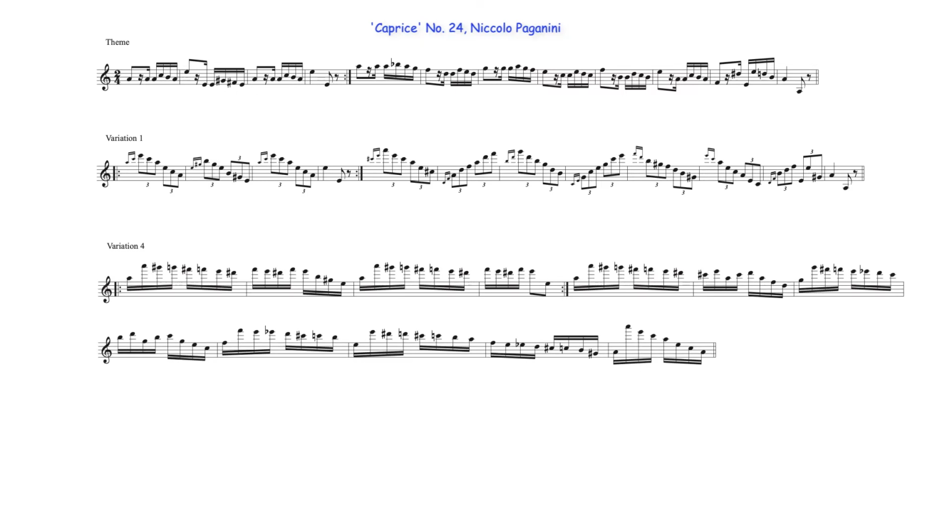In this variation, Paganini extends the secondary A dominant and subtonic harmony into the following bars.